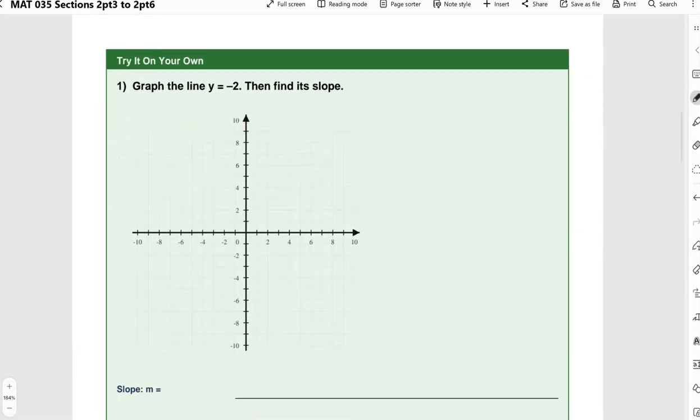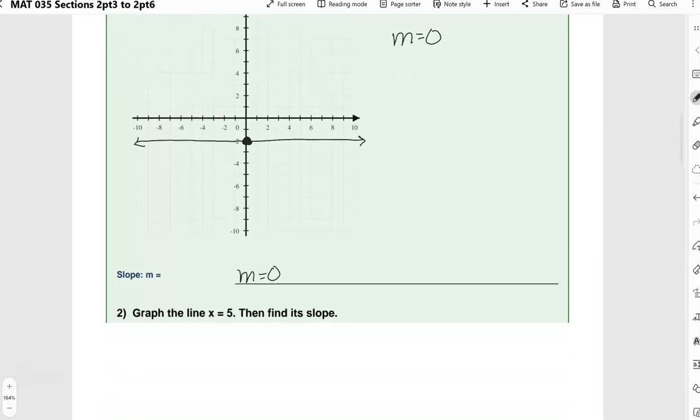So let's look at another example. Let's say we want to graph the line y = -2. Here's y = -2. This is a horizontal line, which means the slope is going to be 0. Horizontal lines are going to look like this. They are parallel to the x-axis.